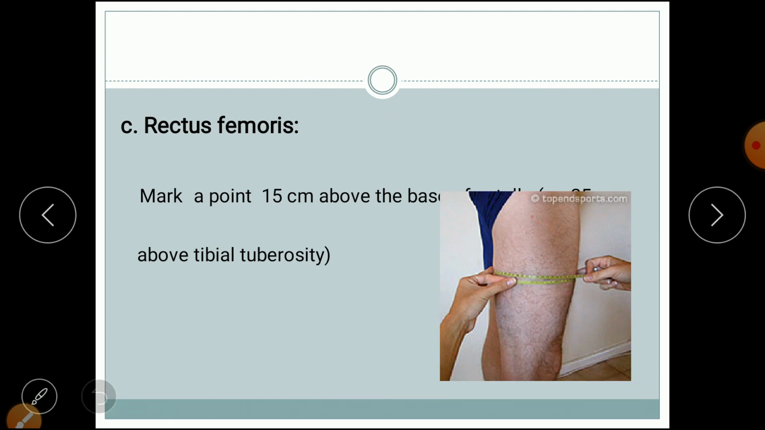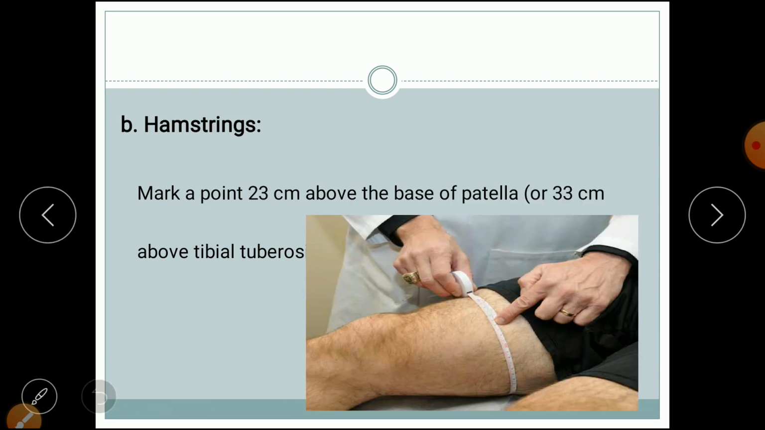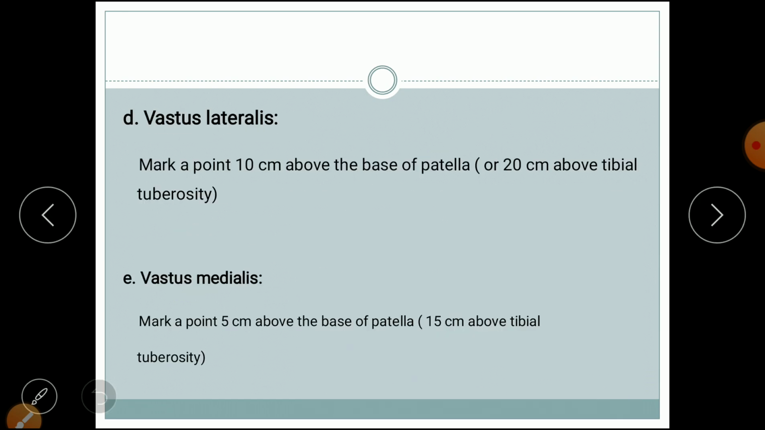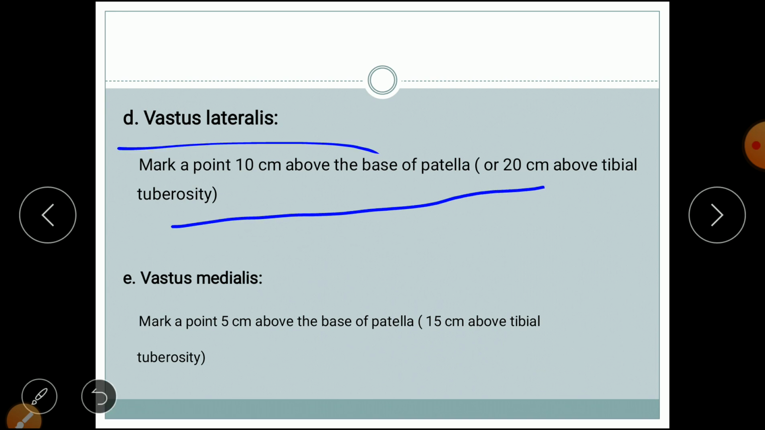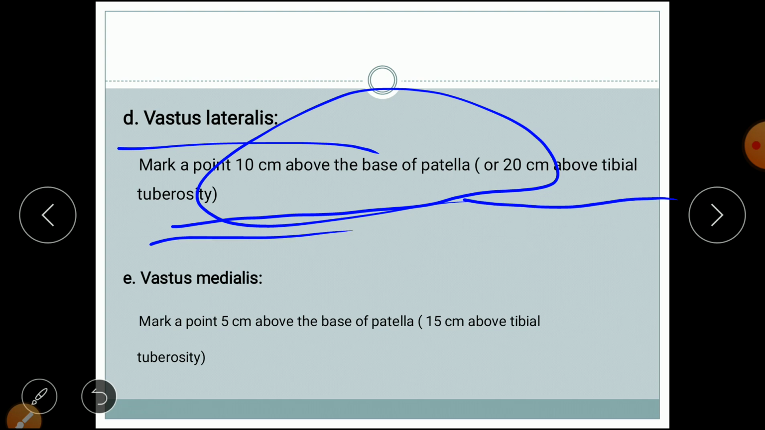and compare both sides. Now for the rectus femoris muscle, make a point 15 centimeter above the base of patella. So that is 15 centimeter above for the rectus femoris, and 23 centimeter for the hamstring. Now for the vastus lateralis, make a point 10 centimeter above the base of patella or 20 centimeter above the tibial tuberosity. Both measurements you can take.